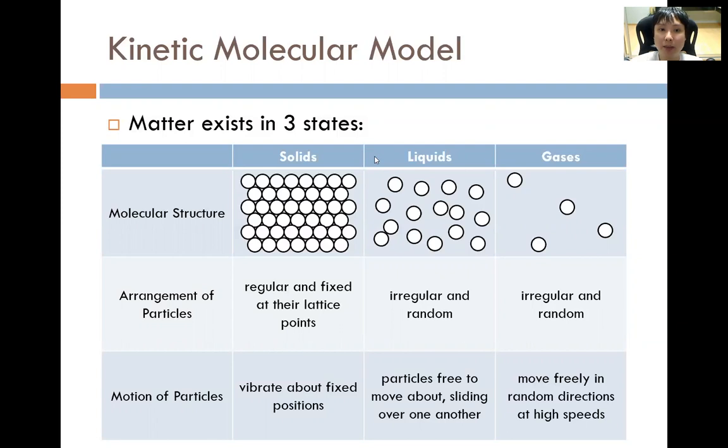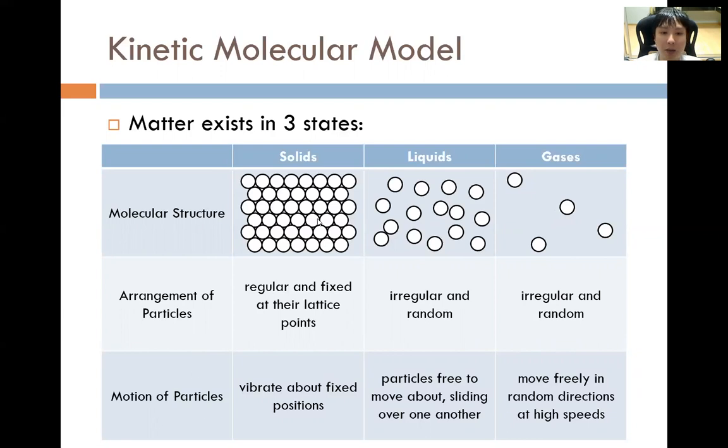As we learned previously in lower levels, matter exists in three states: solids, liquids, and gases. In the solid state, the particles are very closely spaced. In the liquid state, the particles are further apart, and in the gaseous state, the particles are very, very far apart. Moreover, in the solid state, the particles are arranged regularly and fixed at their lattice positions. In fact, the particles can only vibrate about their fixed lattice positions. In the liquid state, however, the particles are irregular and random and can move freely within the liquid. They are not bound to fixed lattice positions as in the solid state. And the gaseous state is also irregular and random.